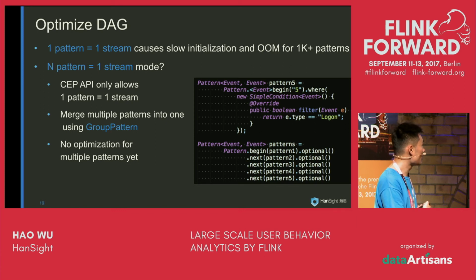But starting with Flink 1.4, you can map n patterns to one stream with this group pattern functionality. So here's the example. You have patterns 1, 2, 3, 4, 5, and you group these patterns into one pattern. And for this pattern, you can create a CEP stream for your matching. However, this is a new functionality, a nice one, but it doesn't have any optimizations, especially it doesn't have SQL optimizations. So for applications that rely on SQL over data events, it's just slow.